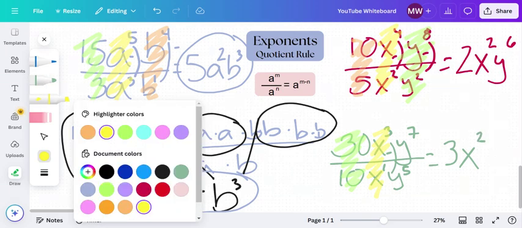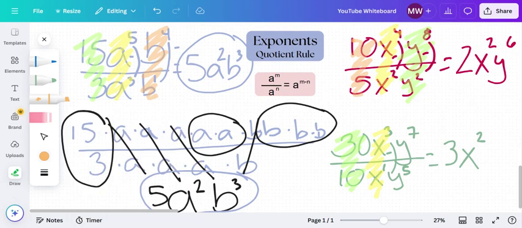And then, lastly, we will look at our y's. We've got y to the 7th over y to the 5th, which tells me to do 7 minus 5 to get my new exponent, which is 2. So our final answer is 3x to the second y to the second.